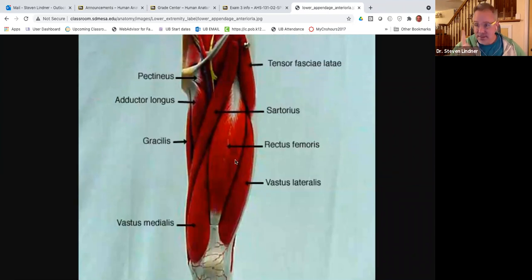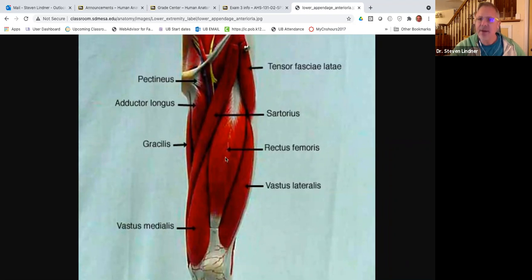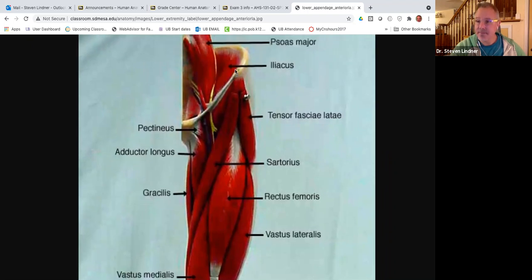One of the four muscles, which is the rectus femoris, doesn't just cross the knee joint, but it also crosses the hip. It crosses the hip because it originates on the AIIS, the anterior inferior iliac spine. So the sartorius originated on the anterior superior iliac spine. The rectus femoris originates on the anterior inferior iliac spine.